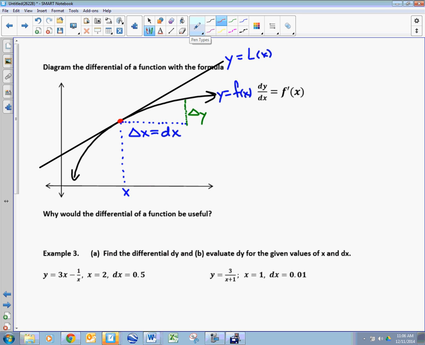But that change in the function is different than the change that we expect from the derivative, or the rate of change function. So you can see that the red would be dy.